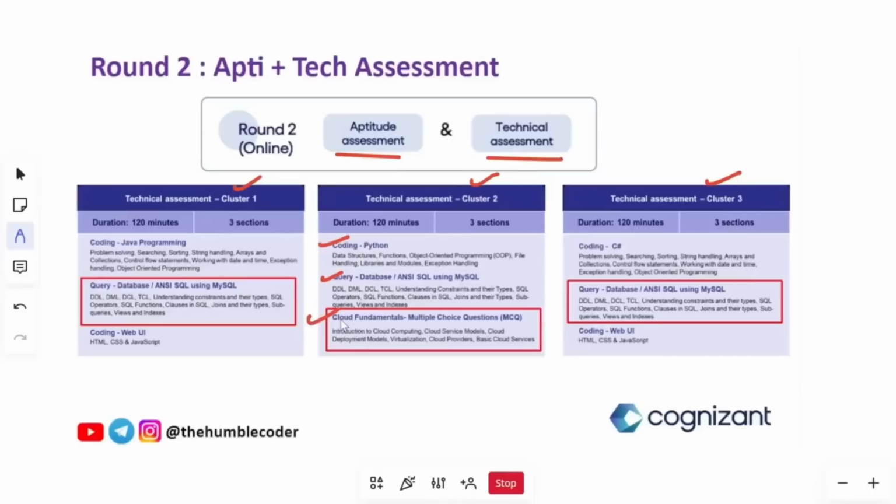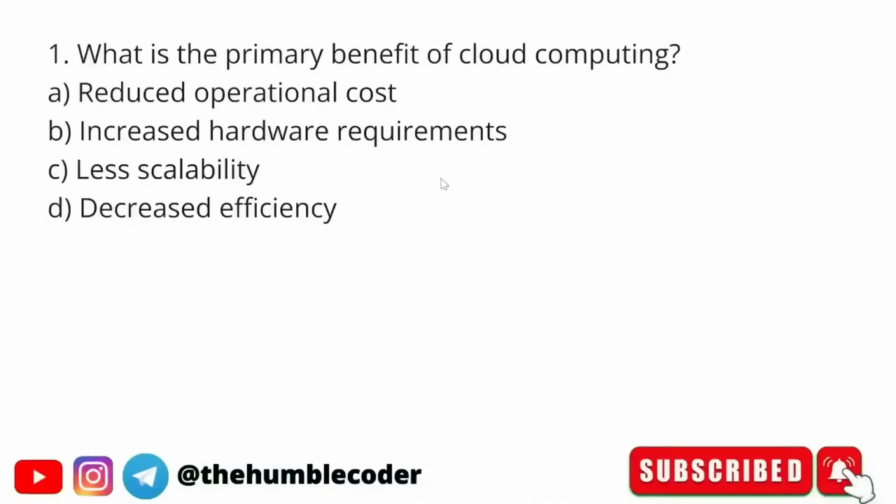And this video is going to be for this part, that is cloud fundamentals, multiple choice questions, and there are the topics that are given. The topics are introduction to cloud computing, cloud service models, cloud deployment models, virtualization, cloud providers, basic cloud services. So you will get MCQ questions on these topics. So let's look at this question. What is the primary benefit of cloud computing? The options that we have are reduced operational cost, increased hardware requirements, less scalability, decreased efficiency. So the correct answer for this question is going to be option number A, which is reduced operational cost.